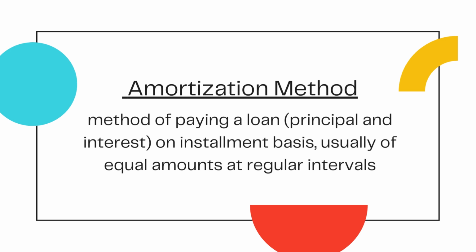So the principal amount of the loan that you borrowed plus the interest is divided into monthly payments or monthly installments, depending on how many months you would like to get that loan paid off. That is what we call the amortization method. So usually we call that monthly amortization.